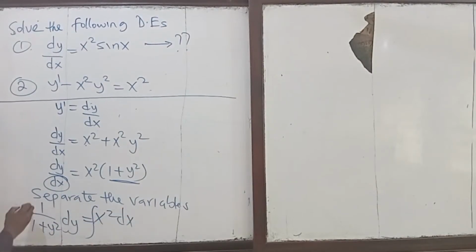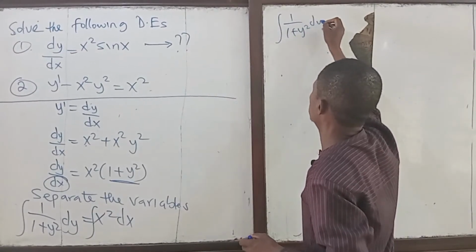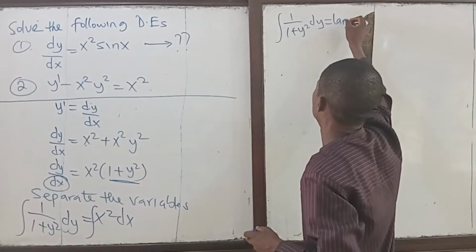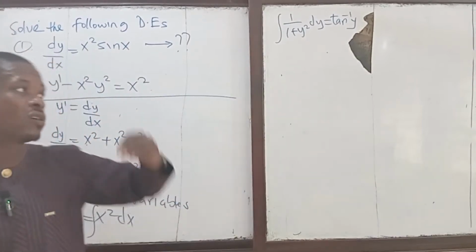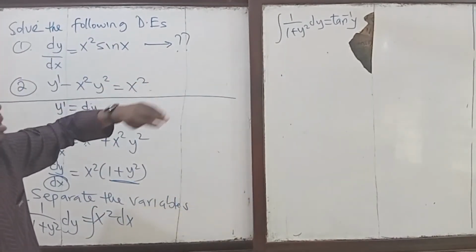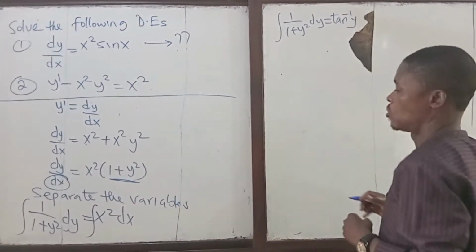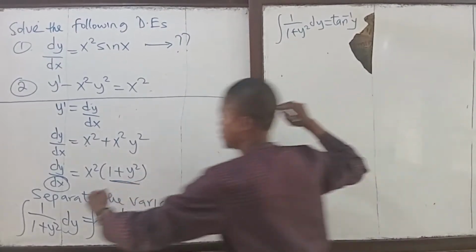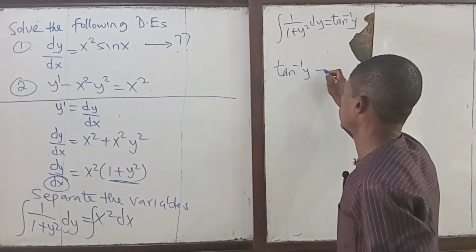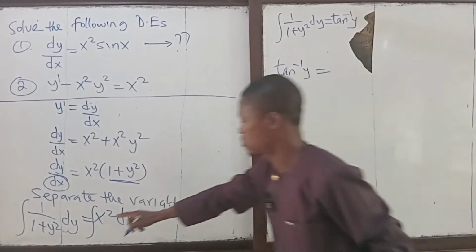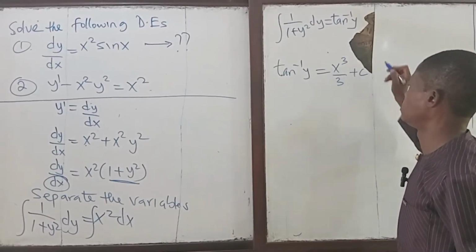Then introduce your integral sign. The integral of 1 over 1 plus y squared is going to give you arctan y. It's a direct table integral. So on the left side, we're going to have arctan y equal to, if you integrate this one, the power plus 1, over 3, plus c.